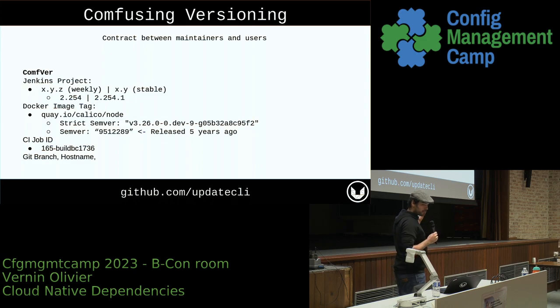So an example was a Docker image tag. When I was writing some unit tests for the Docker image integration, I just picked a random image on Quay.io because I wanted to do some tests for Quay.io. I had a look at the user interface, and at that time, the version that the user interface showed me for the latest version was like v3.26.0. And then I executed the update CLI with that version, and it returned me a version like 9.5.1.2.2.8.9. And that version was published 5 years ago.